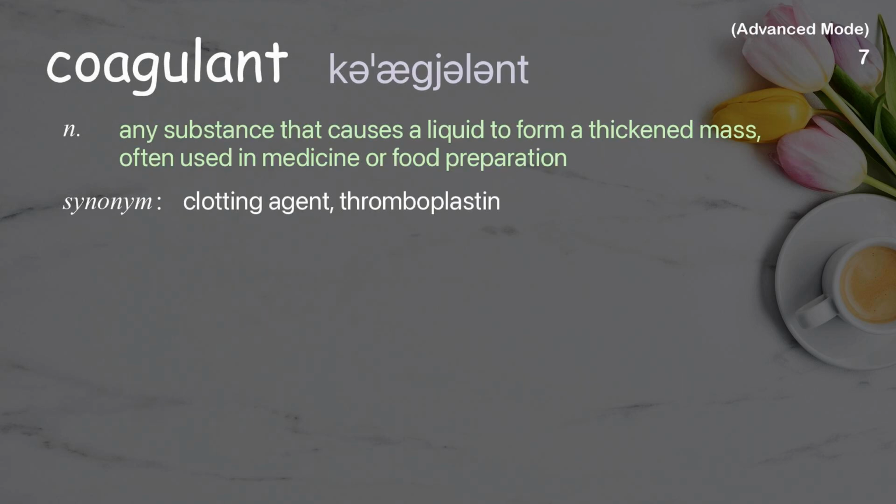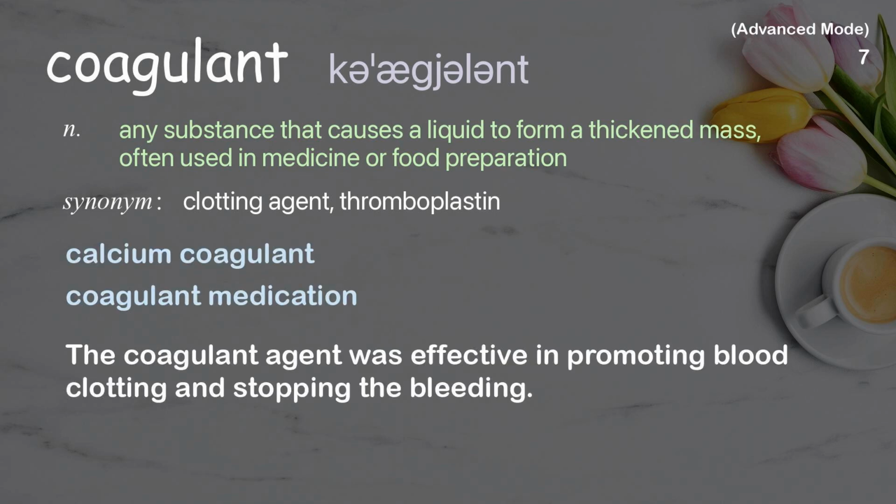Coagulant. Any substance that causes a liquid to form a thickened mass, often used in medicine or food preparation. Examples: Calcium coagulant. Coagulant medication. The coagulant agent was effective in promoting blood clotting and stopping the bleeding.